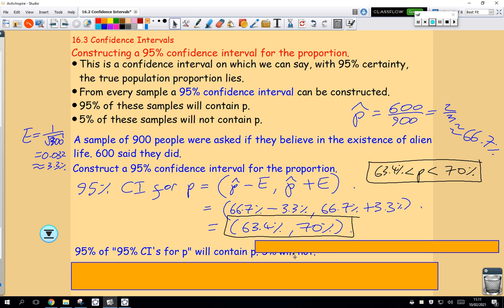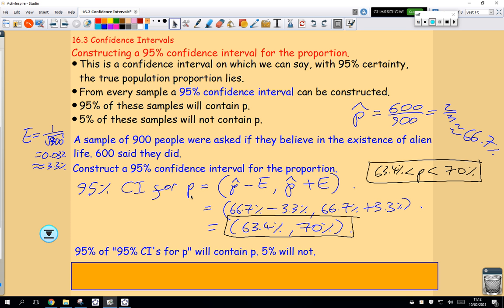Remember, 95% of 95% confidence intervals for the proportion will contain the true population proportion. 5% will not. There's lots of people in the world. We took a sample of 900. And we've made some deduction, something called an inference about the population based on our sample. But there's an extraordinary number of samples of size 900 you could take from the population of the world. And from every single sample, you could construct a 95% confidence interval for the proportion. And 95% of these intervals will contain the proportion, 5% will not.